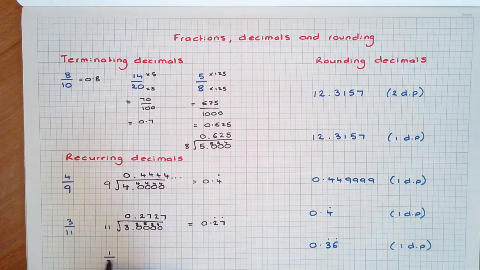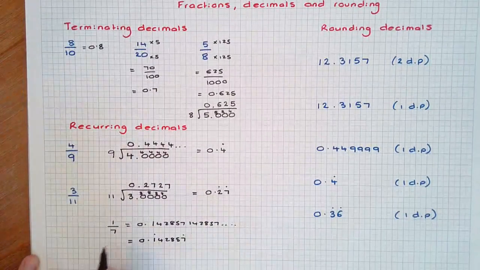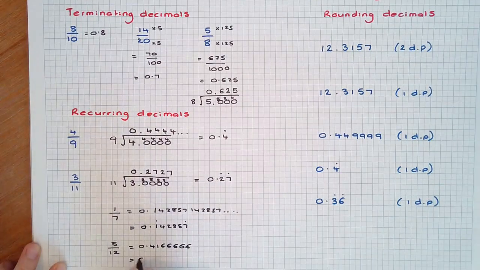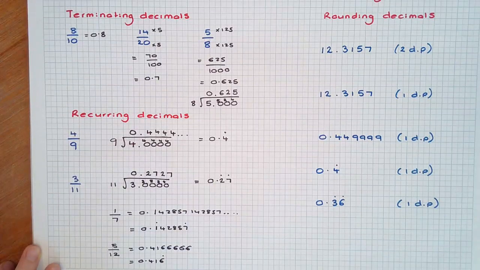For example, 1/7 would result in a recurring pattern of 0.142857142857, etc. We can write this as 0.142857 with a dot above the first digit, 1, and a dot above the 7. Another example is 5/12. 5/12 will result in a recurring pattern of 0.416666. It eventually becomes reoccurring. We can write this as 0.416 and the dot just above the 6.